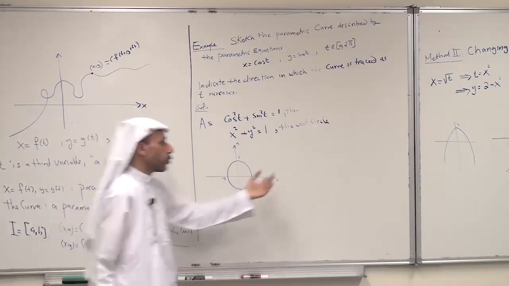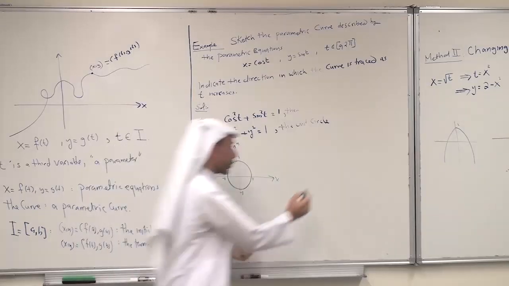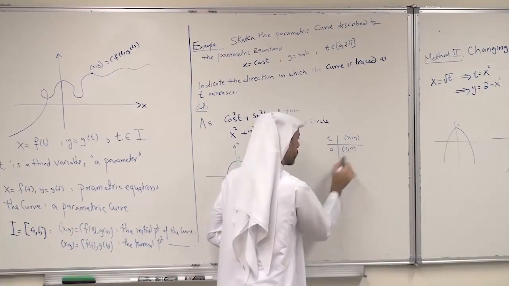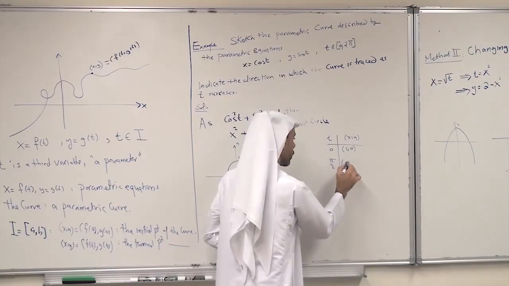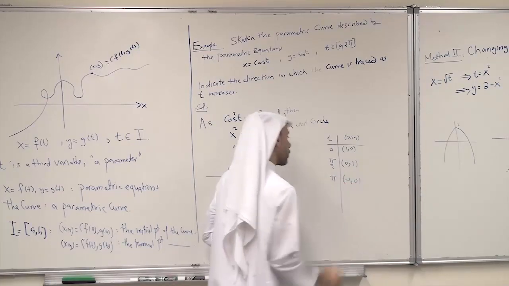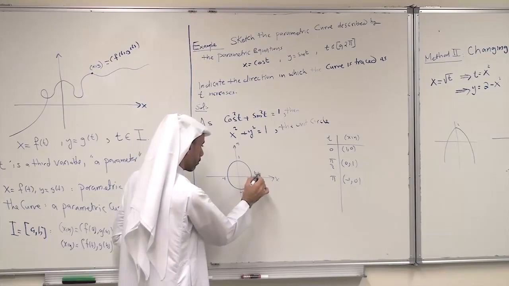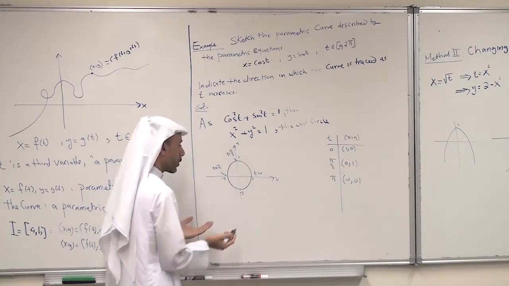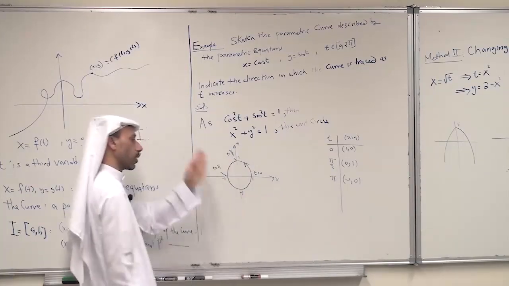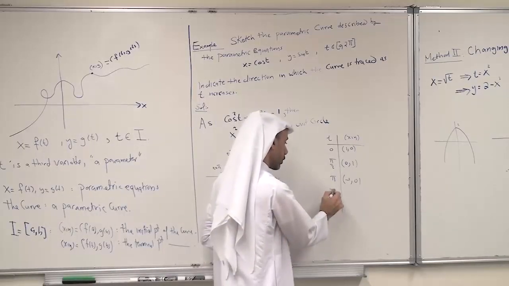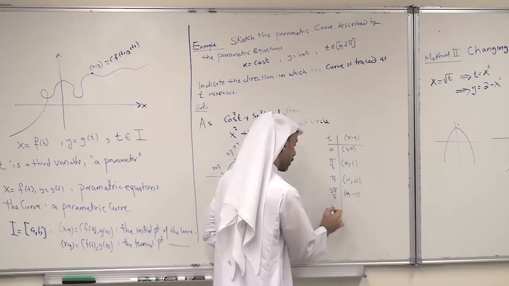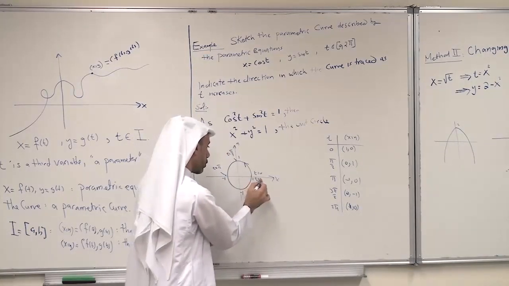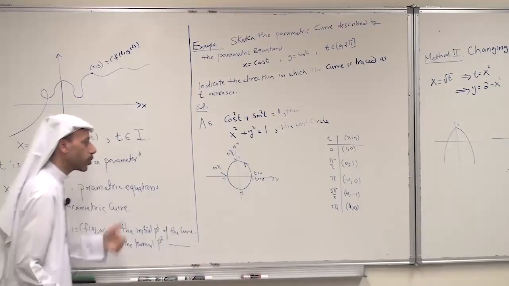For the direction, we have to take a few points. For example, we take t equals 0, we get 1 and 0. At t equals pi over 2, this is 0 and 1. At t equals pi, this is minus 1 and 0. You can see now that really the motion, the direction, is going counterclockwise. If you continue, 3 pi over 2, you get 0 and minus 1, and 2 pi, you get 1 and 0. So the initial and terminal points are the same. So you get a closed curve.